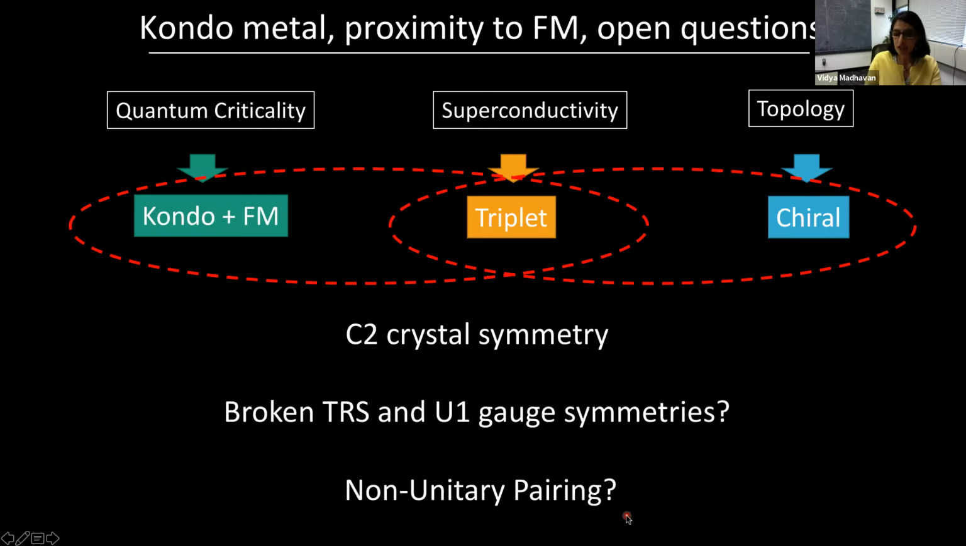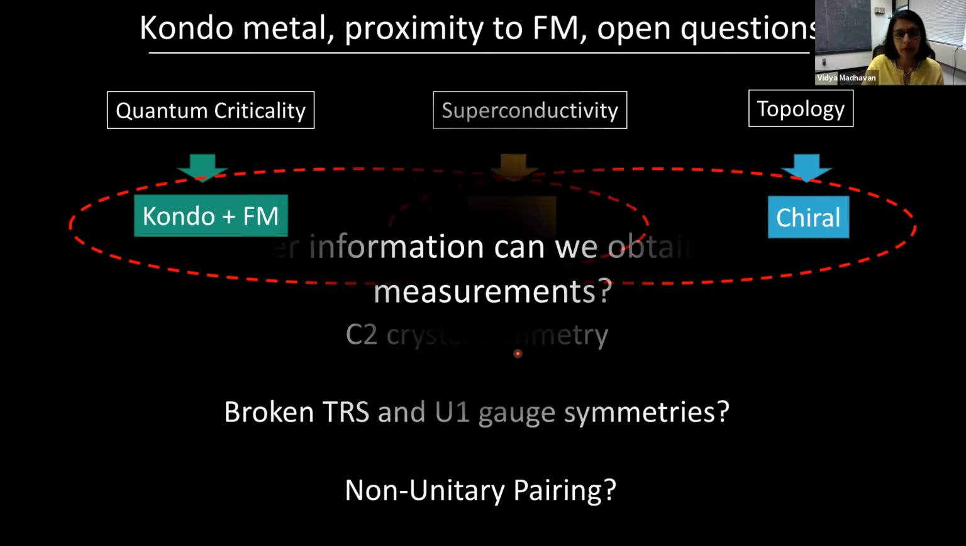There have been suggestions of non-unitary pairing, and I don't want to get into this right now, but essentially this would imply that half the electrons are not paired, which would easily explain the residual specific heat. But for any of these proposals, one has to be careful. One has to take a look at not only the crystal symmetries, but also whether spin-orbit coupling is important or not, and so on. So there are many open questions.